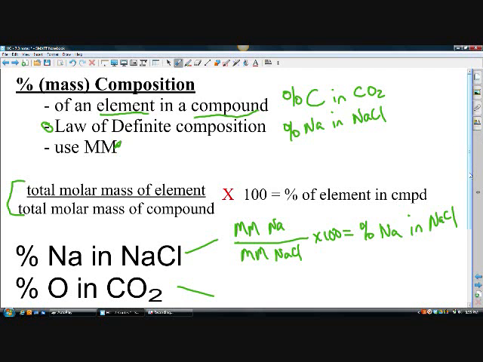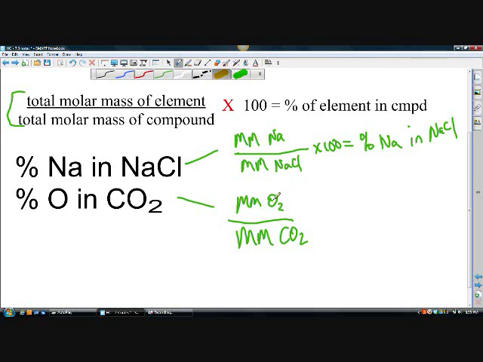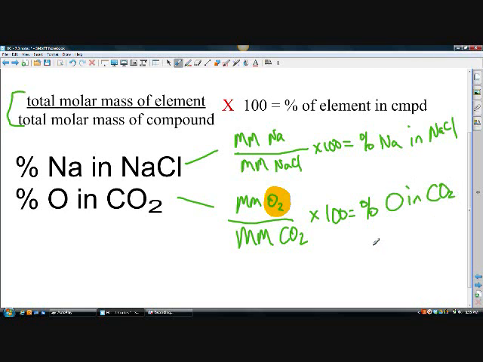Now let's say we wanted to find the percentage of oxygen in carbon dioxide. Well, now we take the molar mass of O2 divided by the molar mass of CO2. Now, here's the thing we've got to pay attention to. It's the molar mass of O2. So it's not just one oxygen we're taking into account, it's 2 oxygens. So we'd have the molar mass of 2 oxygens divided by the molar mass of CO2 times 100 gives us the percent of oxygen in CO2.